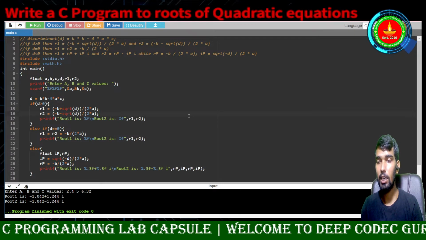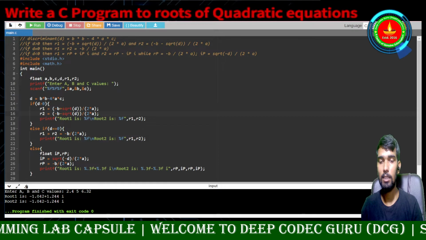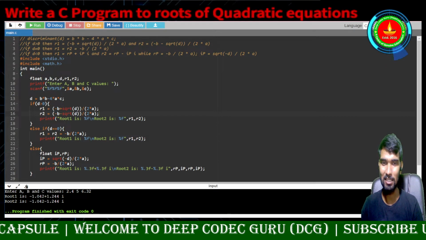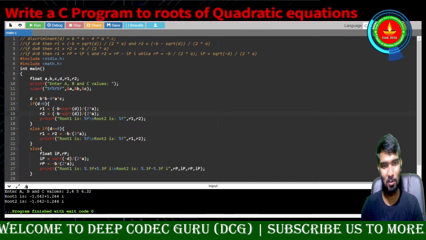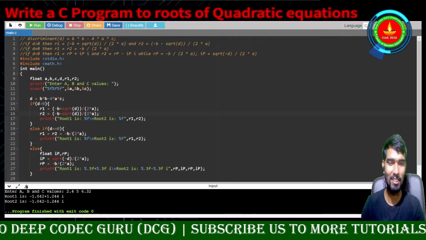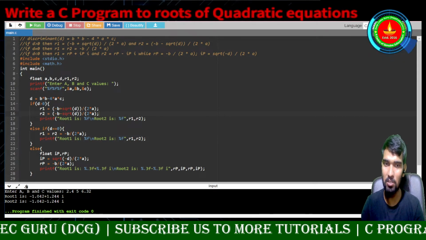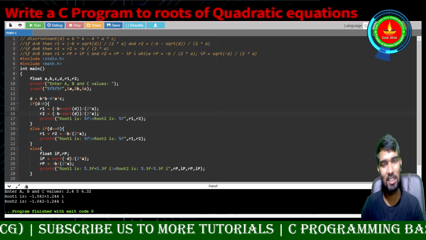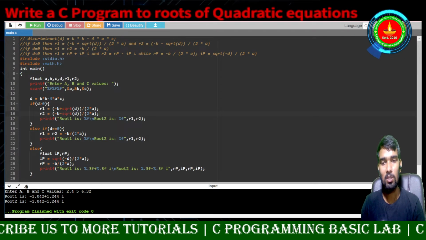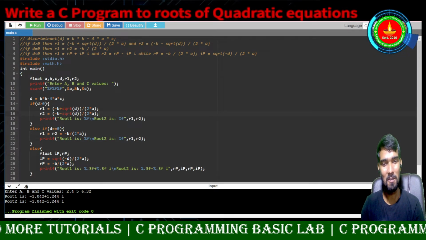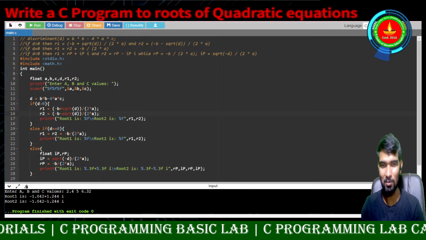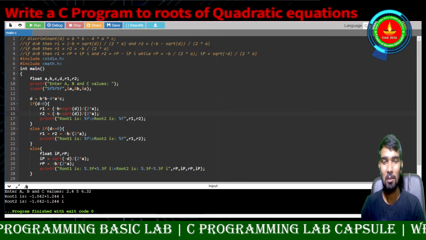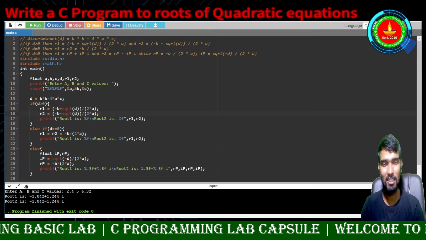And if you have any confusion, let me know. I will definitely help you out. And if you have any other question, let me know. I will also solve it. And again, a gentle reminder that we are solving a lot of C programming within this playlist. So the C programming basic lab capsule. So please check it out. And once you complete that, you will really be a basic C programming expert.